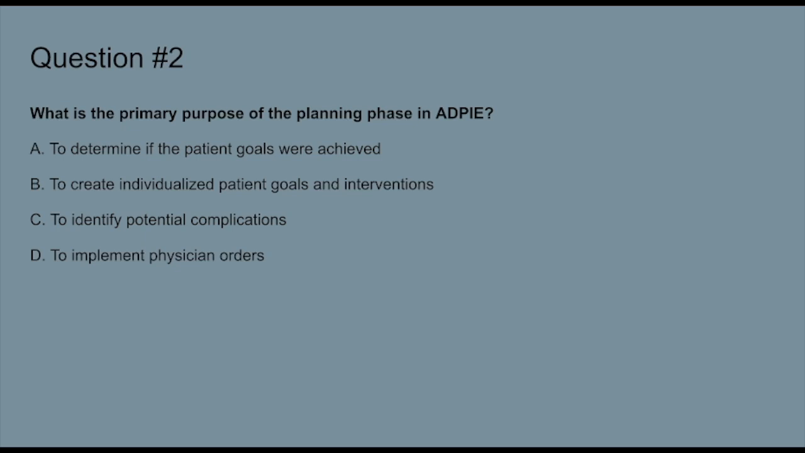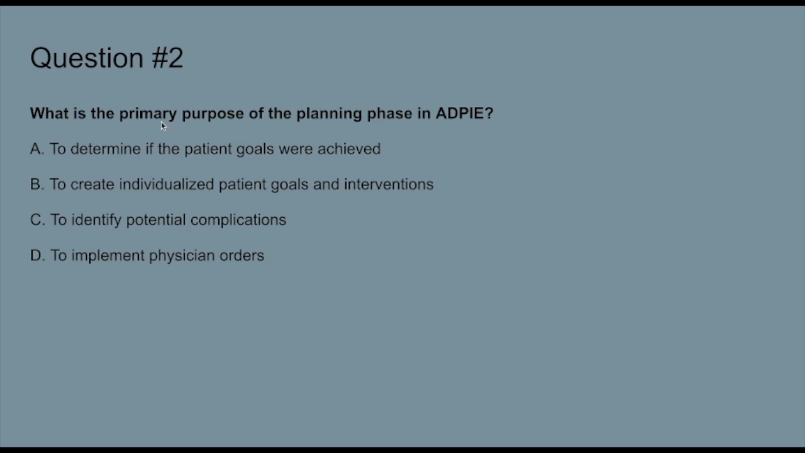So with B, based off the diagnosis, we know how to proceed to plan to kind of work with that diagnosis, using the things we gathered from the assessment to make the diagnosis and then planning for that diagnosis. So by creating individualized patient goals and interventions, that resonates with the planning phase of ADPIE.